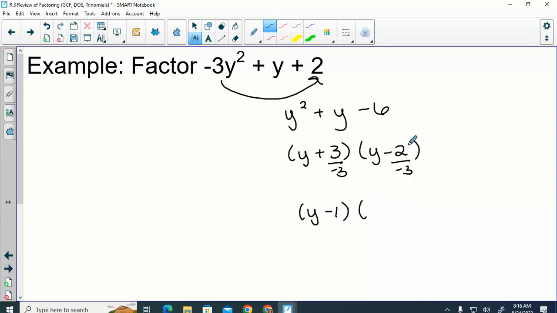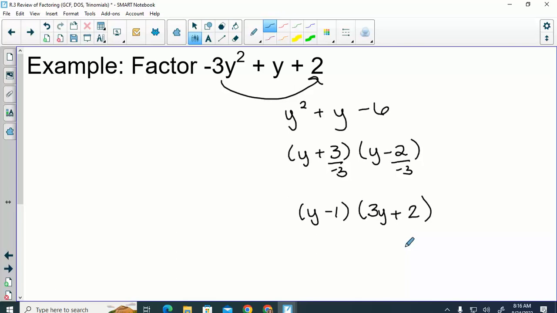This one, what would you do? 3y plus 2? Okay. I want you to FOIL that for me. What do you get? Negative 3y plus 2. Yeah. So we have a problem, don't we? If you FOIL this, do you get the original? No, the signs are messed up.